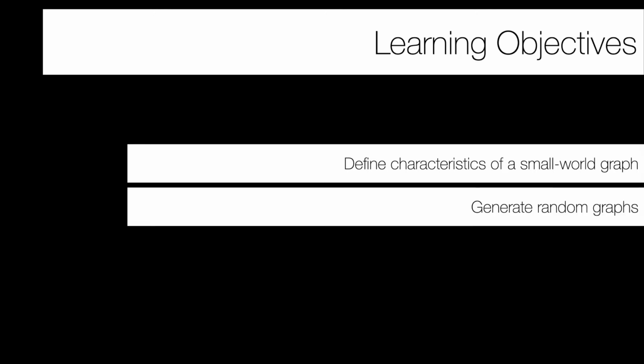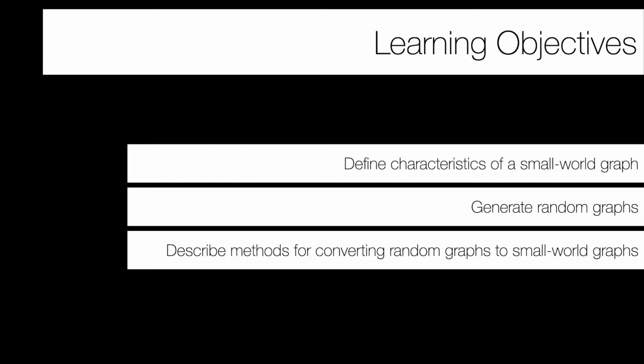So for the learning objectives for this lecture, we want to be able to define characteristics of the small world graph, generate random graphs, and describe methods for converting these random graphs to small world graphs. So first, what constitutes a small world?